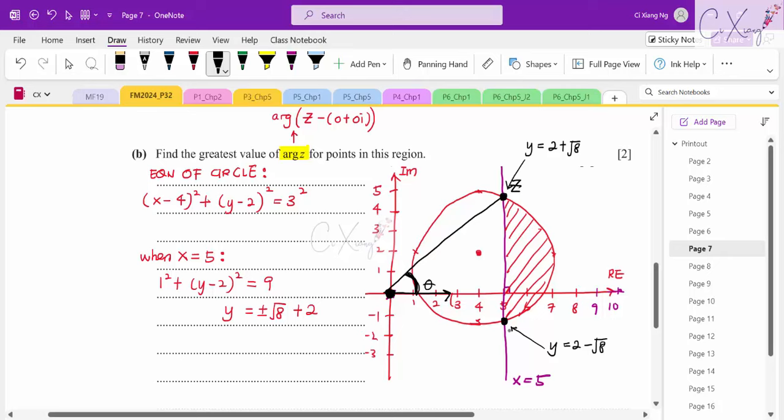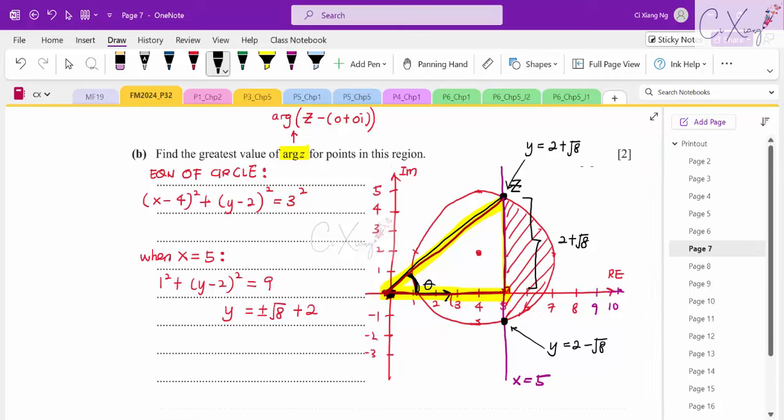Okay, now again we come back to our main point here. Now I want to find out the angle theta. To find the angle theta, if I have the length for the height and also the base for this particular triangle, then I can find theta. So maybe I put a highlighter here. Can you see this triangle here? For this triangle, I already know that the height is 2 plus square root 8. Agree? Because z has y equals 2 plus square root 8. So from the x-axis until this particular height, the height is 2 plus square root 8.